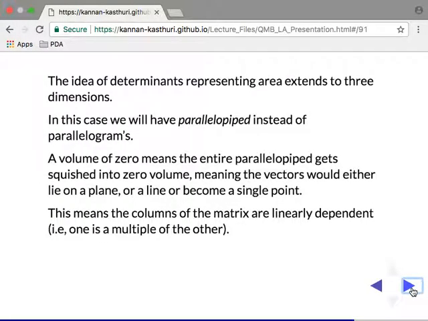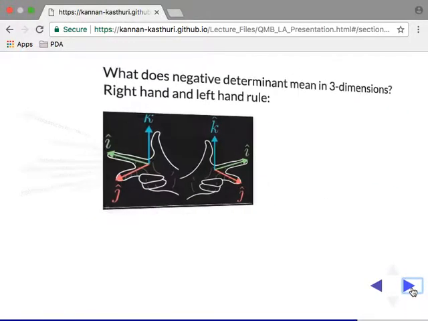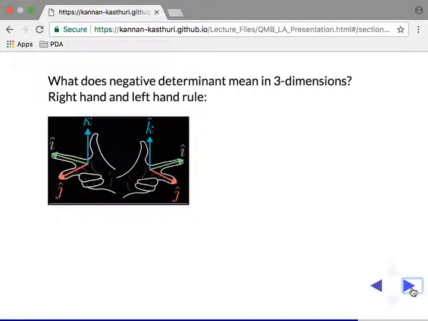Okay, so this idea of determinants representing area extends to 3 dimensions as well. In this case, we will have a parallelepiped instead of a parallelogram. A 0 volume means that the entire parallelepiped gets squished into a 0 volume, meaning that the vectors would either lie in a plane or it becomes a single point. It also means that the columns of the matrix are linearly dependent, right? One will be a multiple of another because it's going to lie on a plane or a line, right?